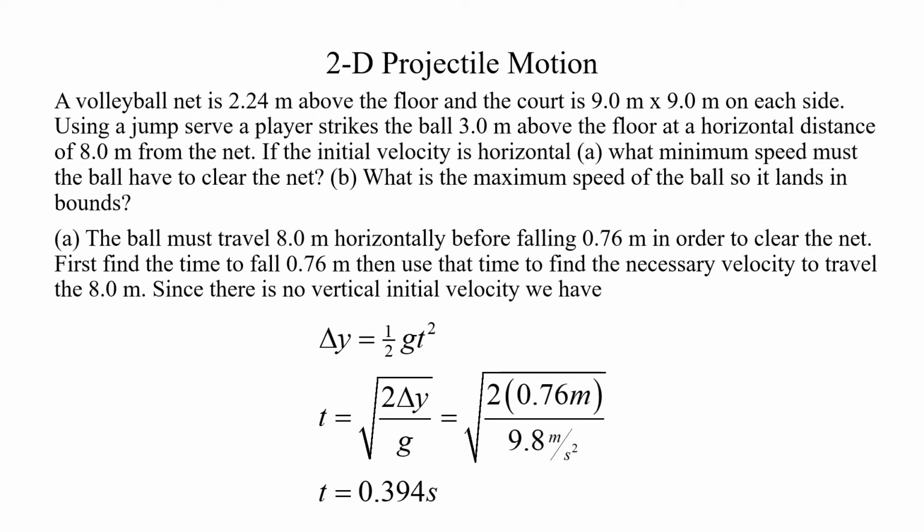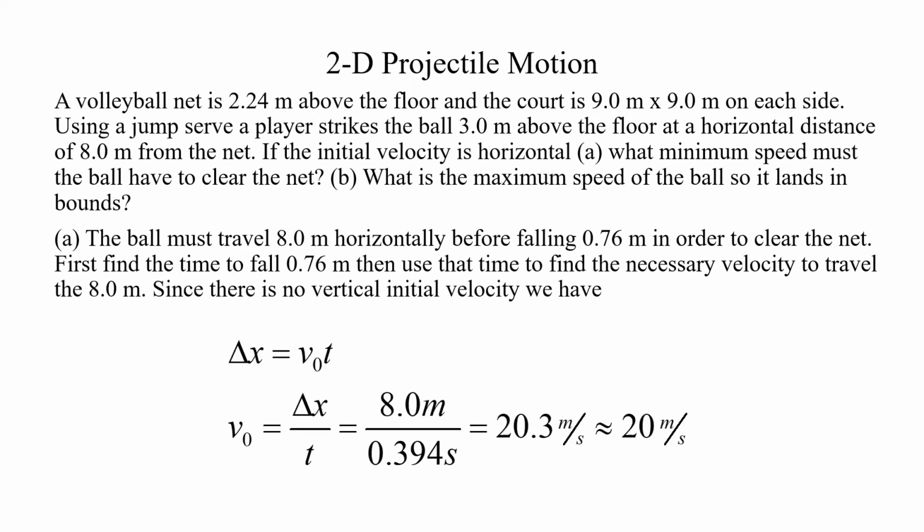So what speed? Well, we know it's going to go 8 meters, and it has to travel the 8 meters in this time. So we just use distance equals velocity times time, and velocity equals distance over time. So we have x equals v naught t, so v naught is delta x over t. So 8 meters divided by 0.394 seconds. So it has to be going at least 20.3 meters per second, or a little over 20 meters per second, rounded to 2 significant digits.